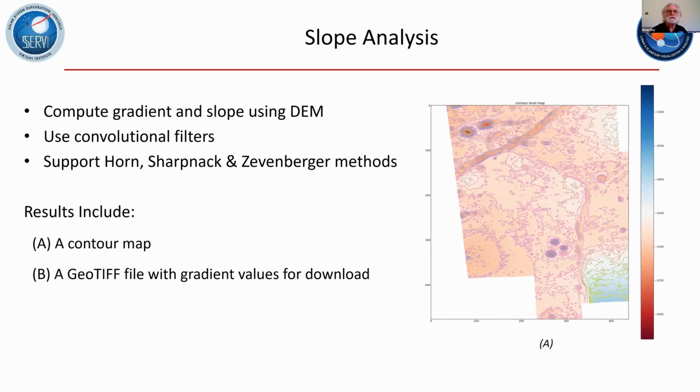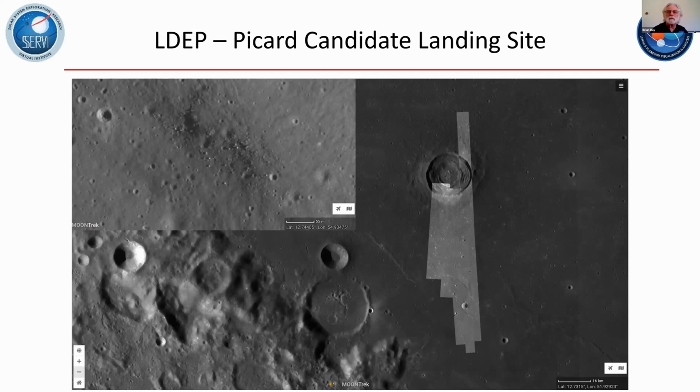You can also do custom slope analyses. All of the examples you've seen here have been for the Locus Mortis area for the Astrobotic Mission 1 landing site. So again, we are working with LDEP. But as Ben Bussey mentioned yesterday, there are other areas that they are looking at and we are working with them on. So within Mare Crisium, there's the candidate Picard landing site.